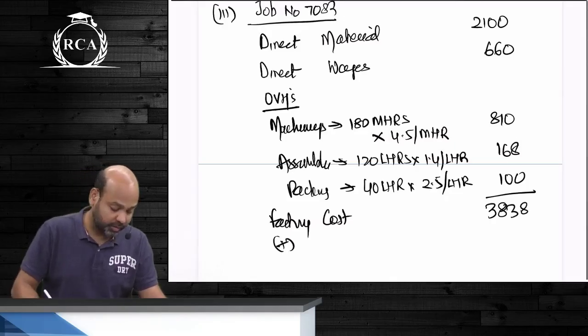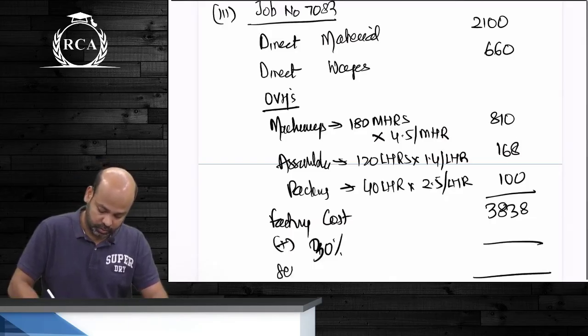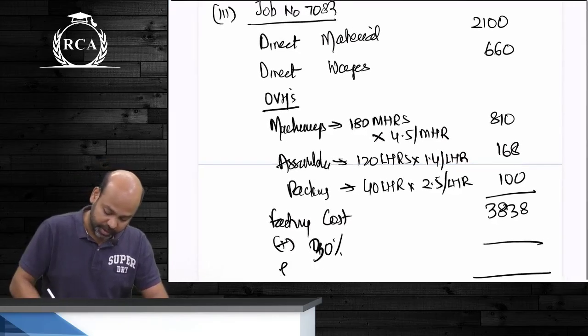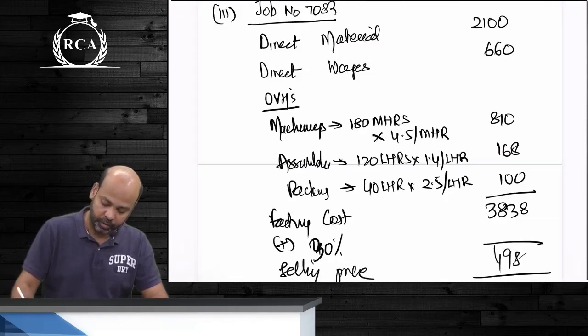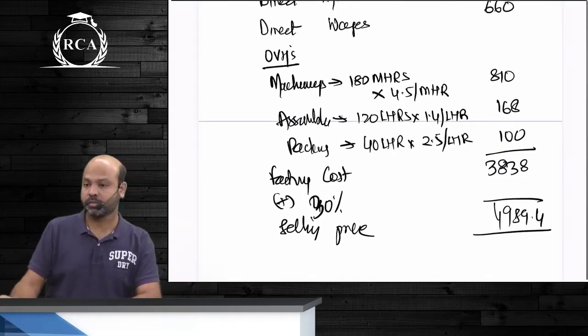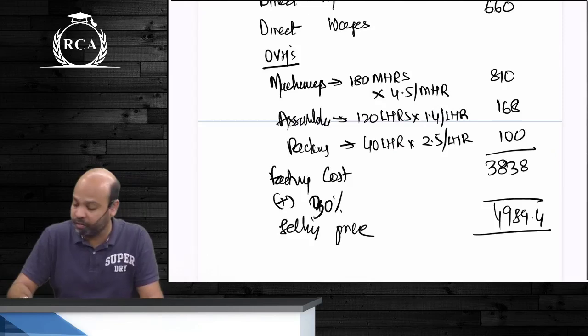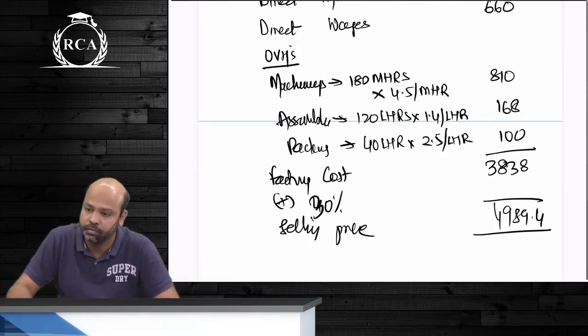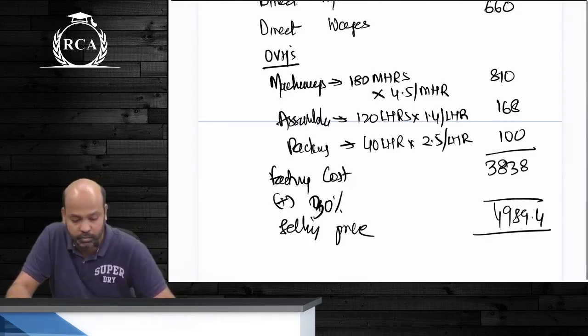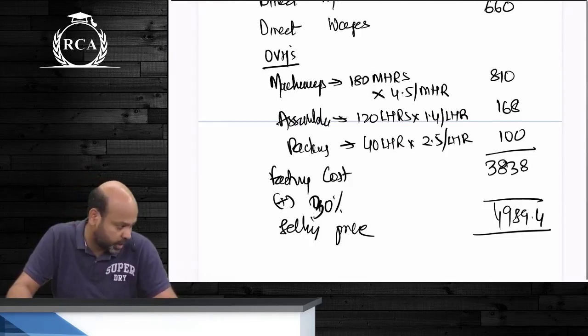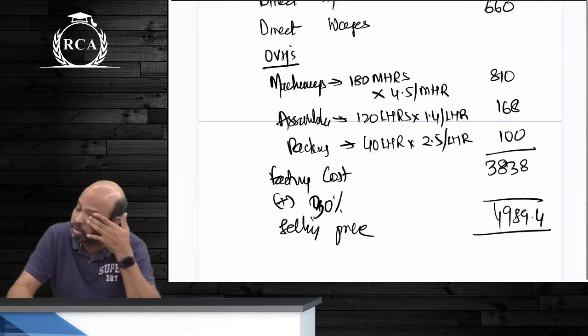3838. To this guys you will add 30%. Selling price beta will become 4989.4 guys. The selling price of the product will become 4989.4. Are we all clear? हो गया Tanisha? 4989.4 beta is the selling price of this product.